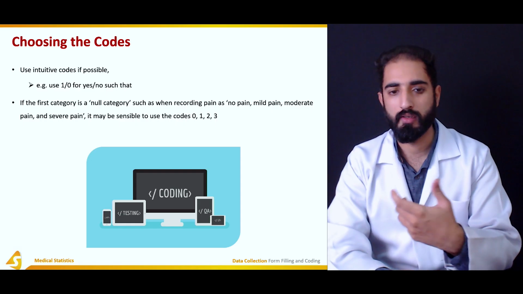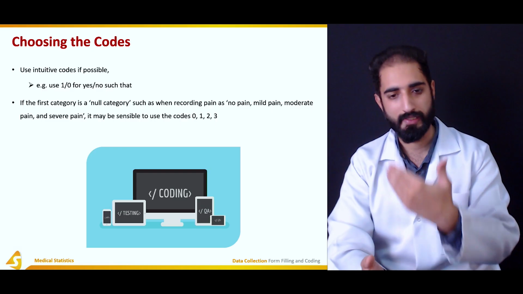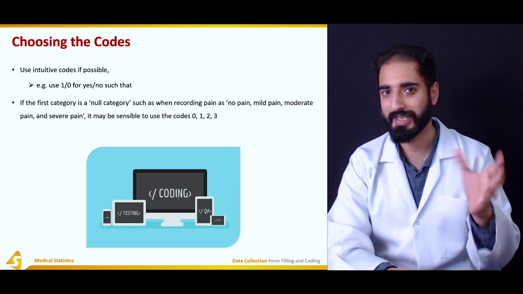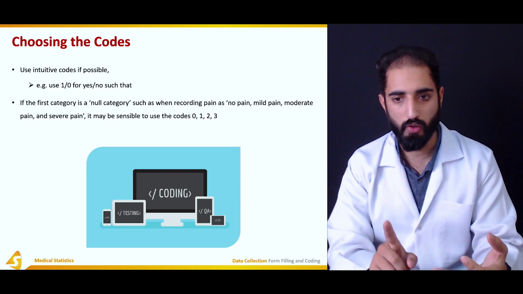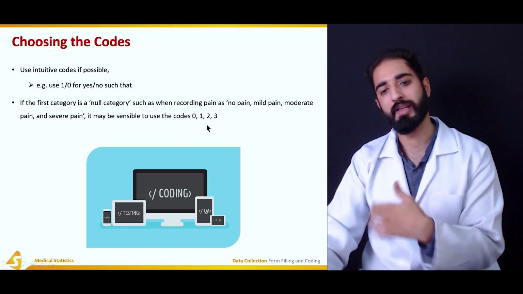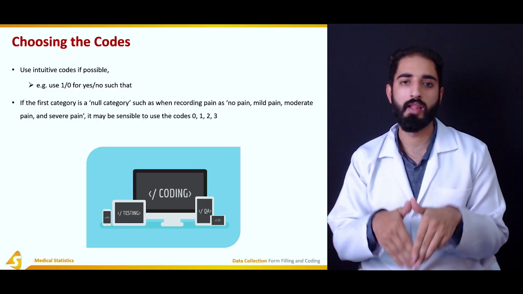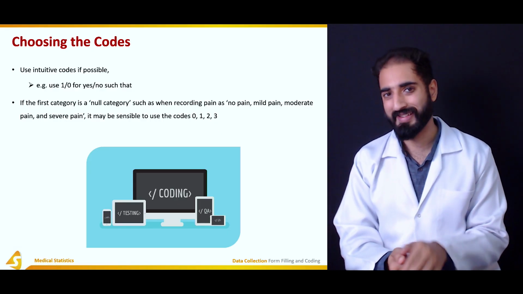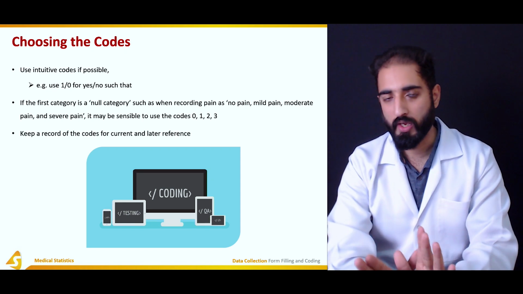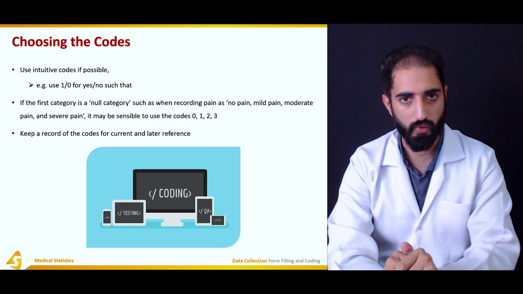If the first category is a null category and there are more than 2 responses, for example, as mentioned here, no pain, mild pain, moderate pain, and severe pain, the instinctive coding for it would be 0, 1, 2, 3. So 0, no pain, 1, mild pain, 2, moderate pain, and 3, severe pain. So this has an order. This variable is ordinal as well, and this is also intuitive and instinctive coding. Keep a record of the codes for current and later reference, and educate your fellow researchers who are working on the data entry and data analysis with you, so they should also know about all the coding.